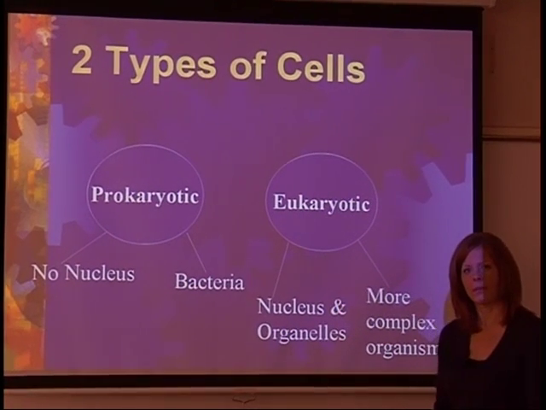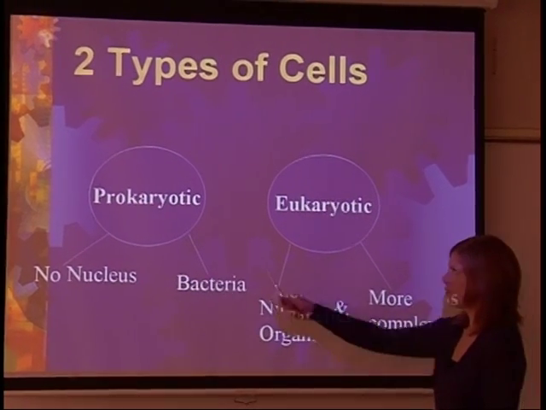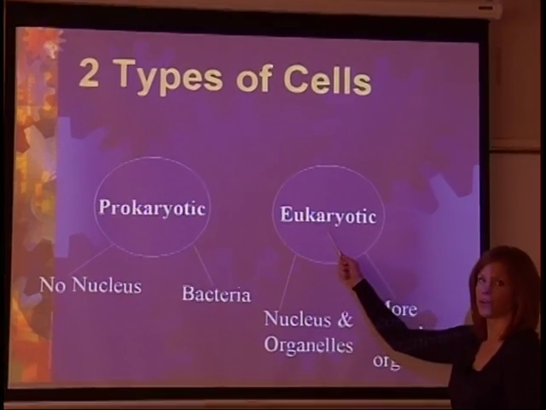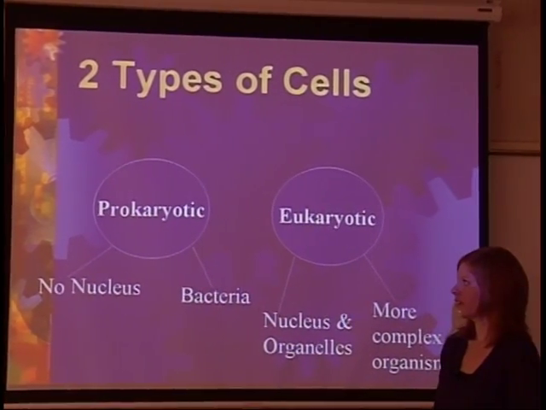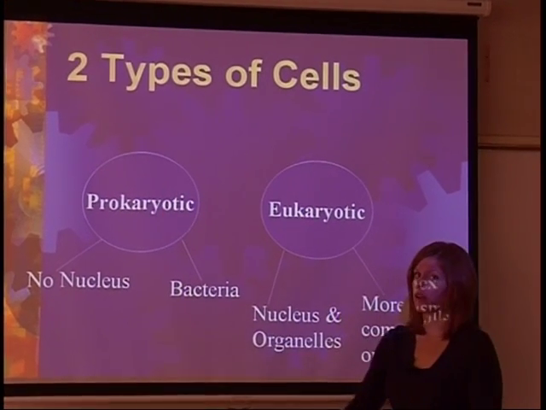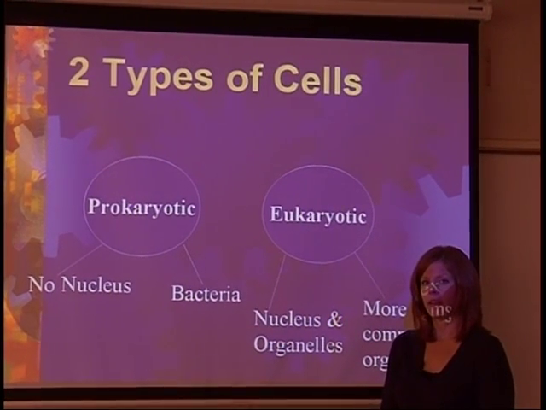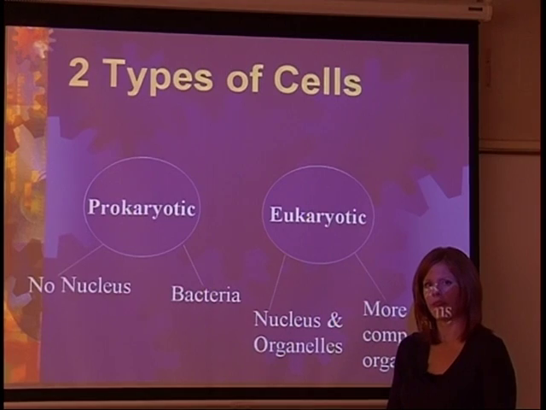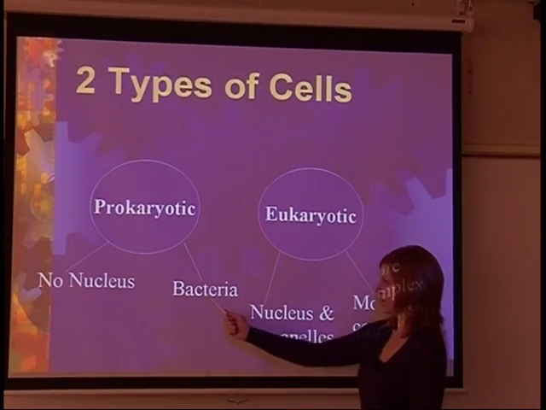With cells, you can break them down into two different types. We have prokaryotic and eukaryotic cells. Prokaryotic cells have no nucleus and no organelles. They're very simple cells. The only example really we have of a living thing in this group is bacteria.